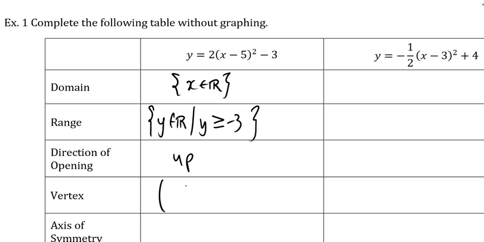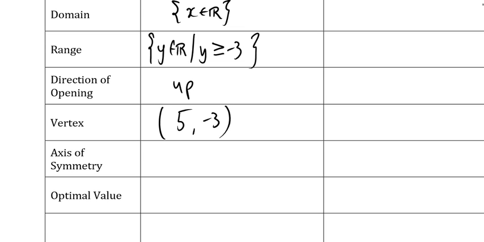Very nice. So +5, -3. I moved over to the right 5 from 0, 0, and down 3. So what's the axis of symmetry? Liam? Very good. Optimal value. Tara, what do you think? Max or min? Min, very good. There you go.